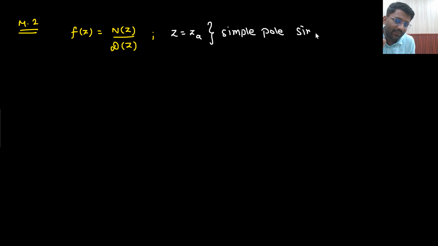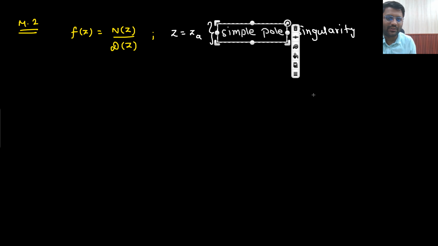So what is your method 2? That's our f of z will be given as numerator by denominator. Z equals to z1 or z equals to za. Z equals to za is your singular, or I should say simple pole singularity. This method is valid only for simple pole singularity.